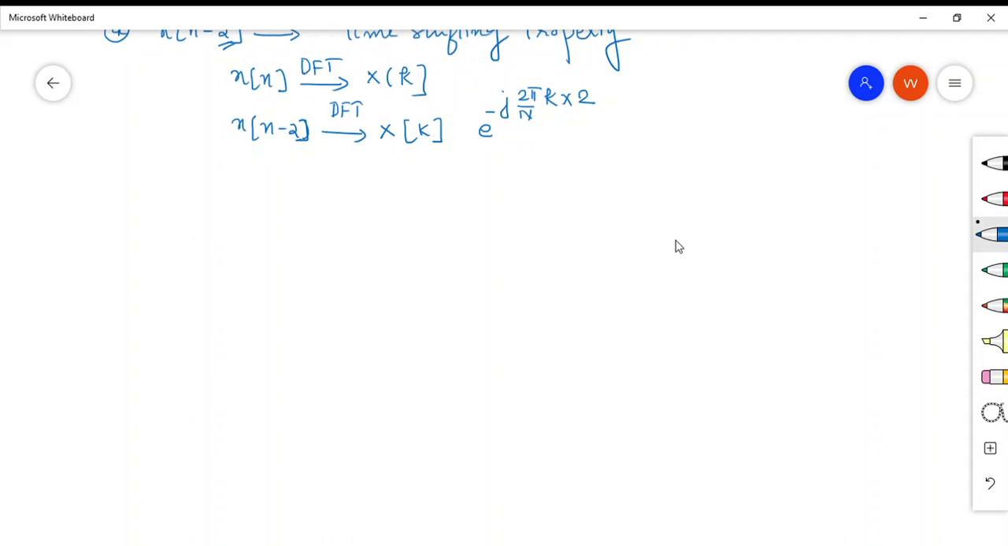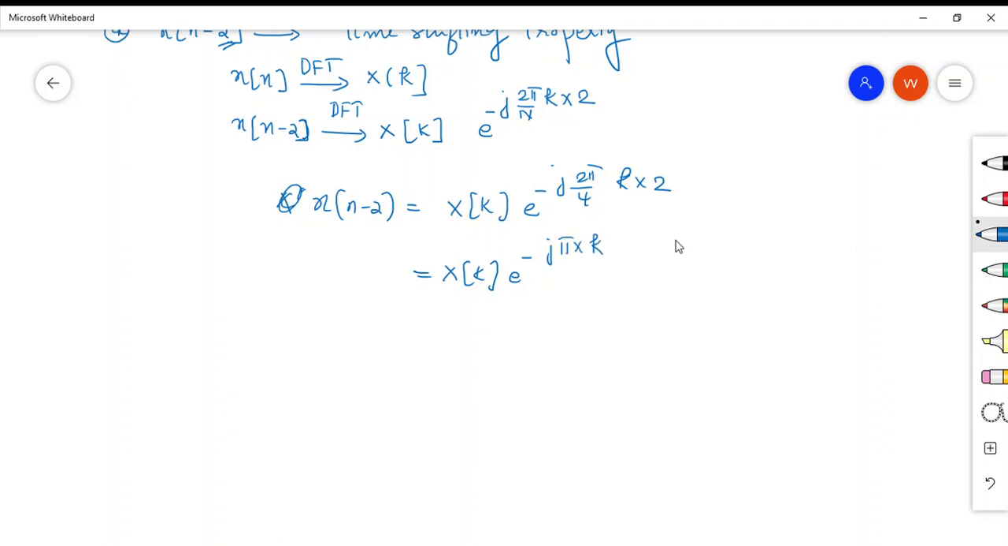So N is equal to 4, which means the DFT of x of n minus 2 will be equal to what? X of k e raised to minus j 2 pi divided by 4 k into 2. So this is equal to X of k e raised to minus j pi by 2 into 2, which becomes pi into k.